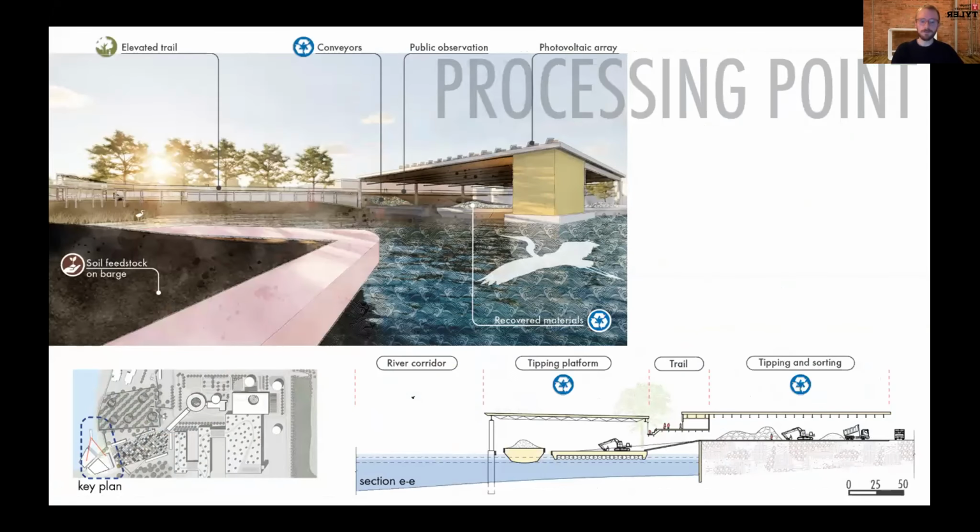Each element features the project's restorative systems: materials recovery, soil creation, and ecological restoration. First is the processing point. Soil feedstocks arrive on site here, and the municipal recyclables are tipped from low-emission barges onto a floating platform, which ensures the facility's resilience against projected sea level rise scenarios. An elevated recreational trail built on existing pipe racks passes through the facility, providing public amenities and allowing for views into the recycling process. Next slide.